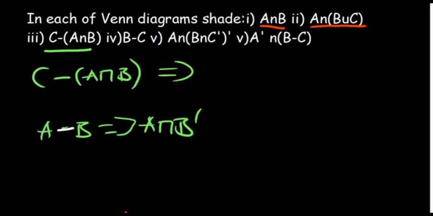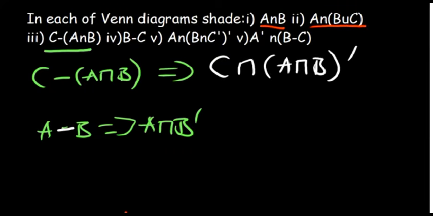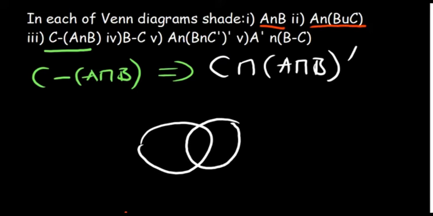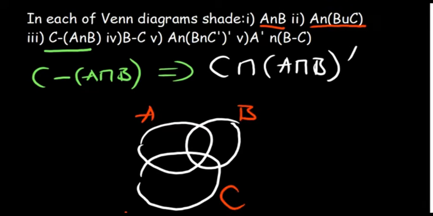So C minus A intersection B is basically going to be C intersection A intersection B what? Complement. If you want to understand it better, what we can do is we can shade it. So if we have the three sets A, B, and C, okay, let's say that's what we have. So we have our A, we have our B, we then have our C there.